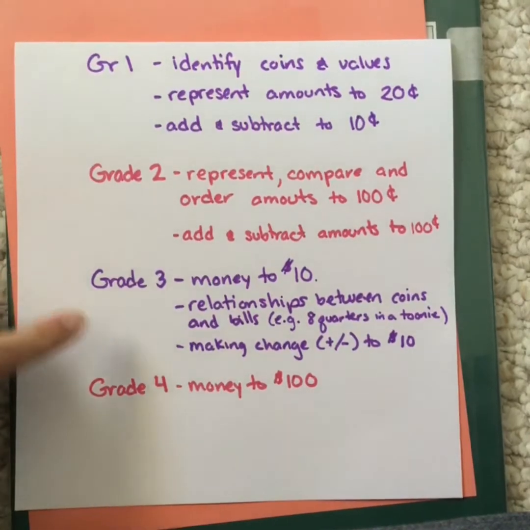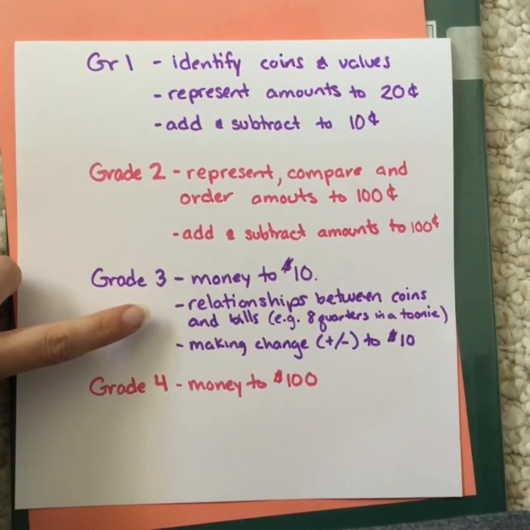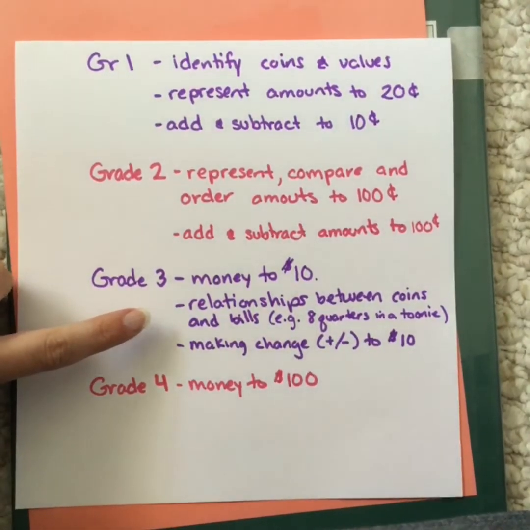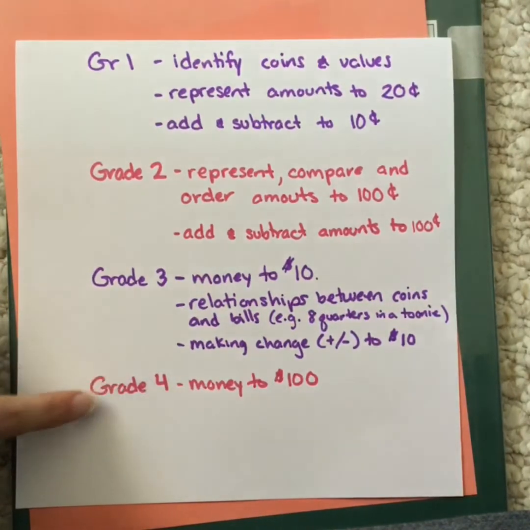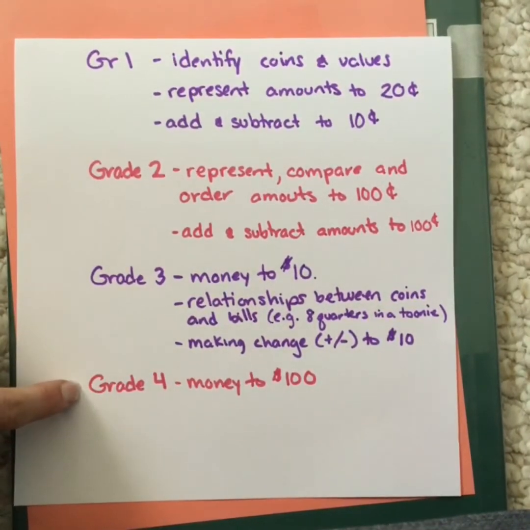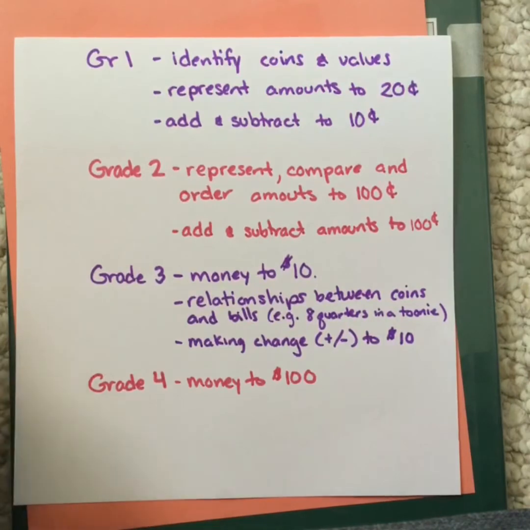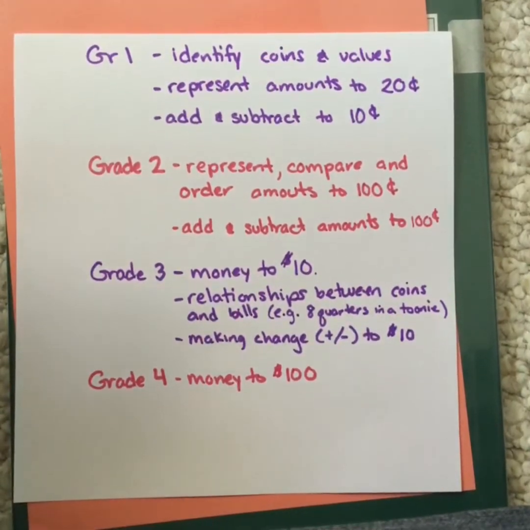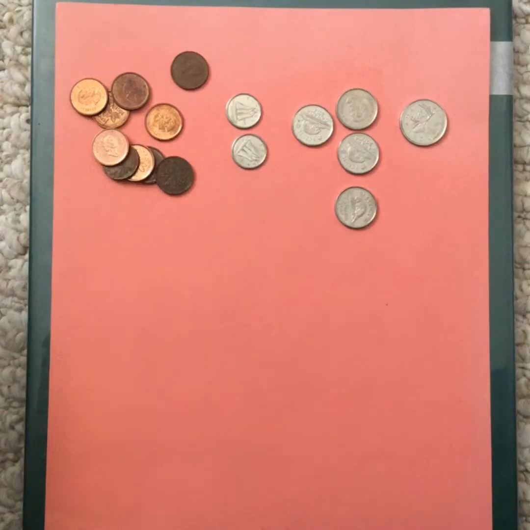And this is where we start to see that relationship piece of 8 quarters is also a toonie. Making change to $10. Grade 4 to 100. Grade 5 to 1,000. And by then they should have consolidated their money concepts.